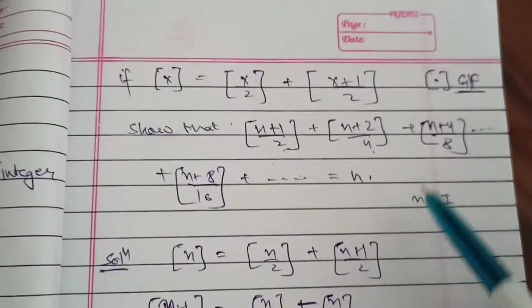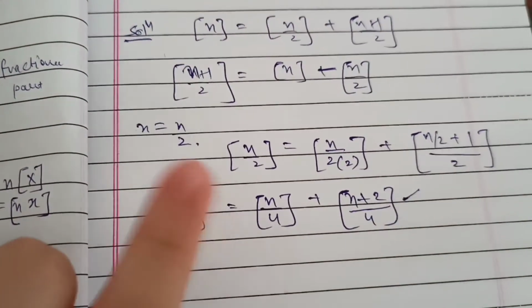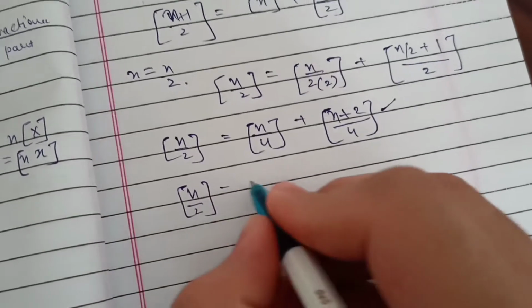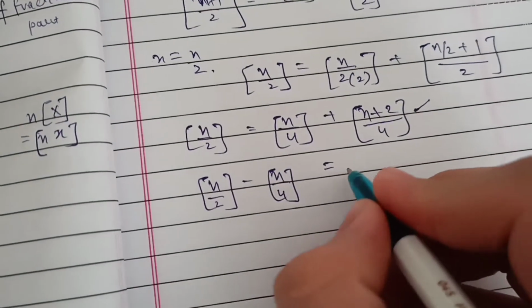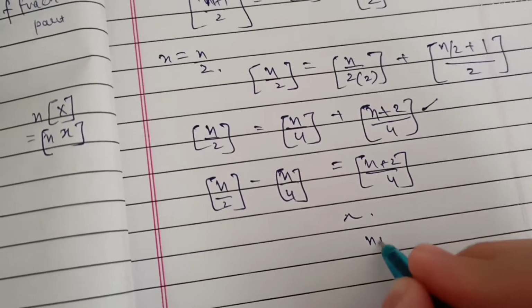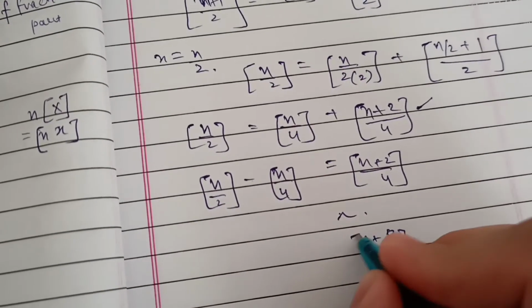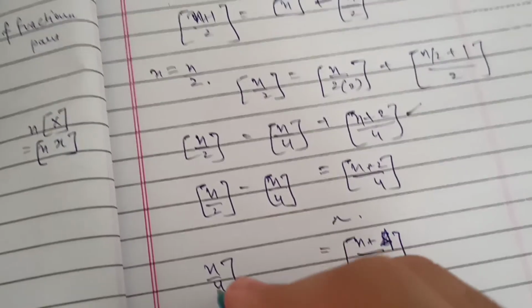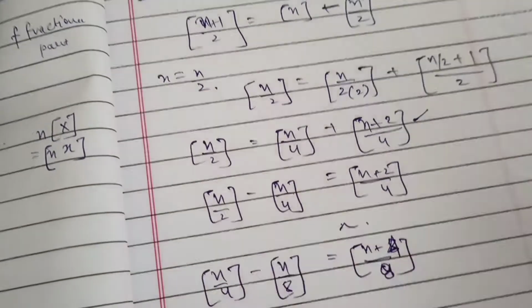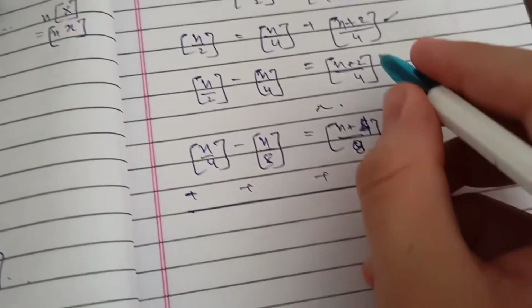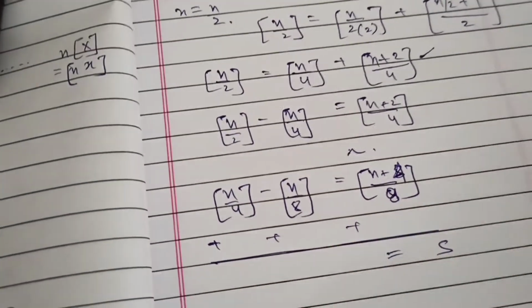Now this is one term of the question, so we can find it as a function of n by 2 and n by 4. So we get n by 2 minus n by 4 is nothing but [(n + 2)/4]. And similarly, if you calculate [(n + 4)/8], you will get n by 4 minus n by 8. If you add all these up, this is basically the required sum, which I write as S.